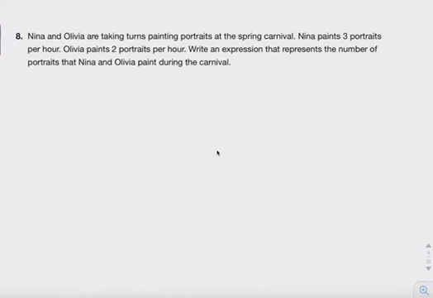Two students take turns painting portraits at the Spring Carnival. Nina paints 3 portraits per hour and Olivia paints 2 portraits per hour. Write an expression, no equal sign, that represents the number of portraits that Nina and Olivia paint. So Nina plus Olivia during the carnival.